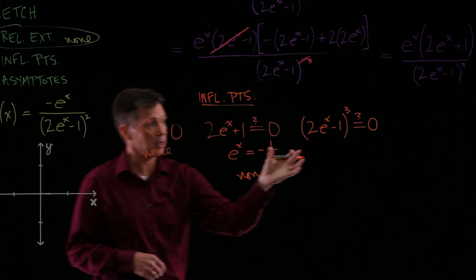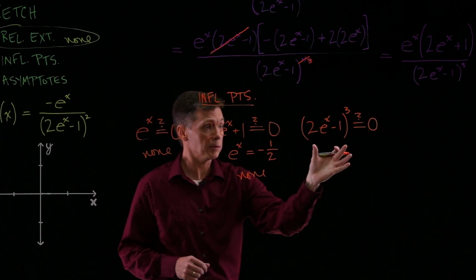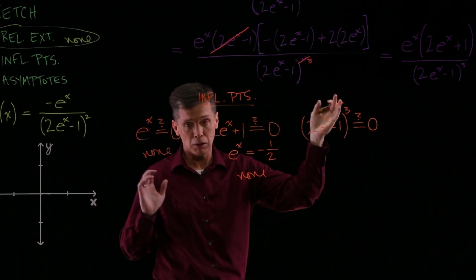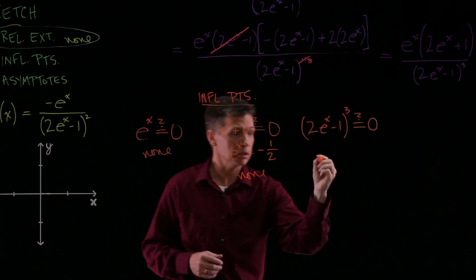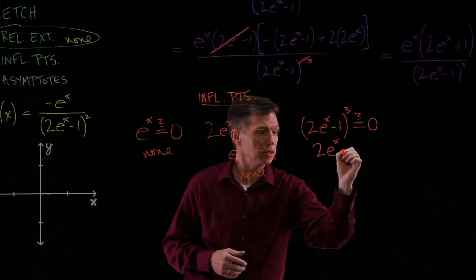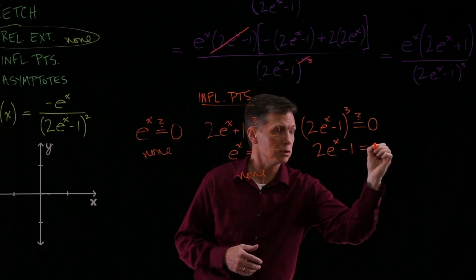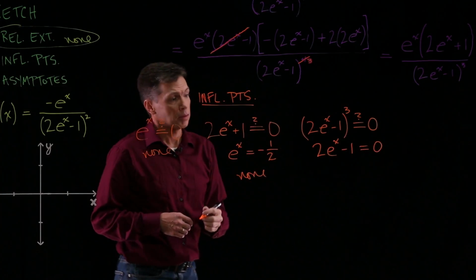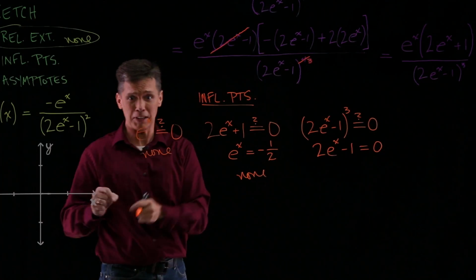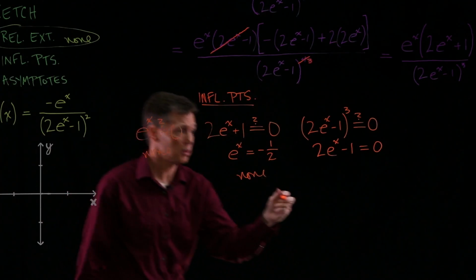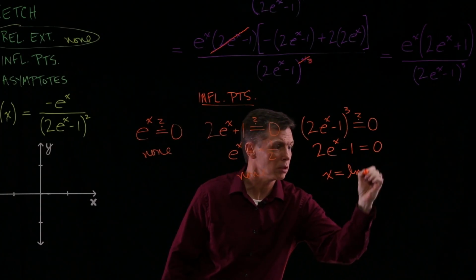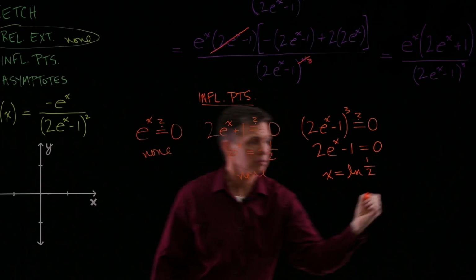Okay, so finally then we have this equation to consider. So I have this quantity to the 3 power equaling 0, real quick cube root of each side, right? So I'm really just looking at 2e to the x minus 1 equals 0. And now I might try to tap into your short-term memory, right? Short-term, because it wasn't that long ago. We already solved that. This was x equals the natural log of 1/2.